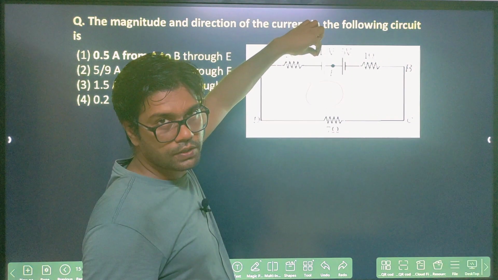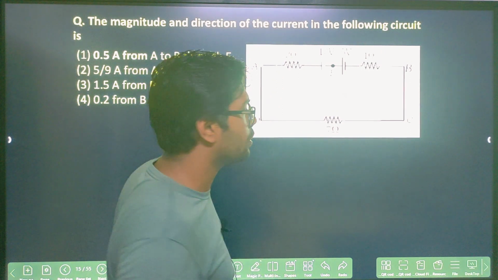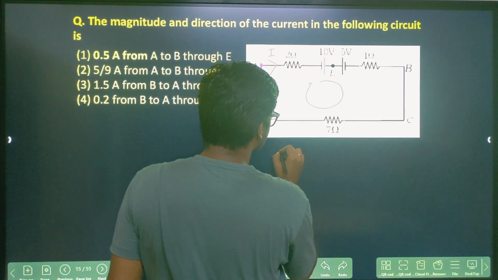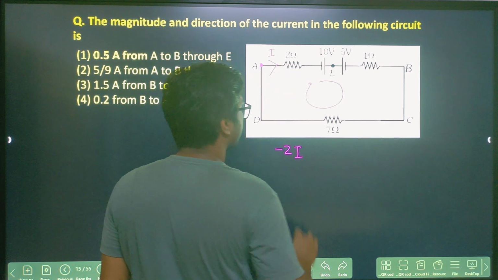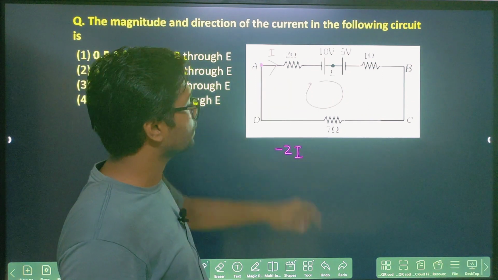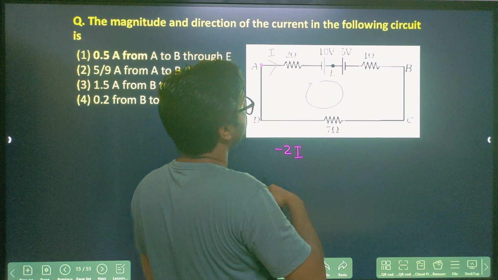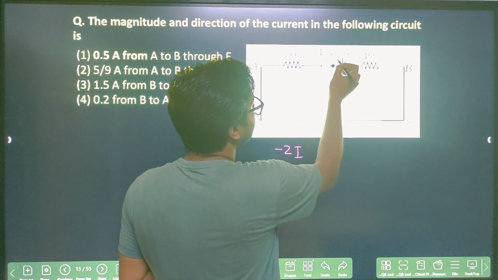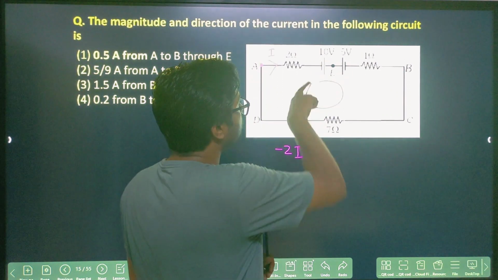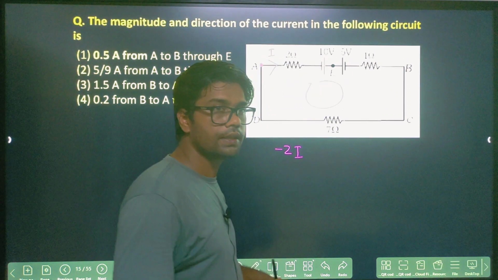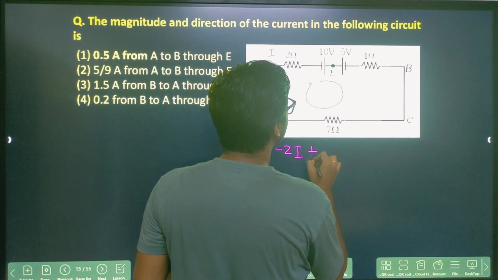Along the direction of the current, if you are moving through the resistor, what will happen? There is a drop in potential. How much drop in potential? That will be minus 2 into I, that is IR. Clear? Here is the cell. You are going from negative to positive. If you are going from negative to positive, there will be an increase in potential. How much increase? This will be plus 10.